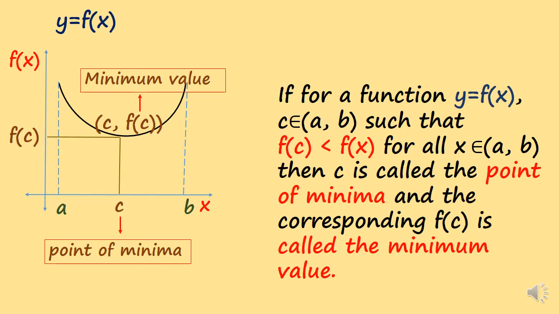That is, for a function y = f(x), c belongs to the open interval (a, b) such that f(c) is less than f(x) for all x belonging to (a, b). Again, this means for all other values of x, f(c) is less than f(x). Then c is called the point of minima and the corresponding f(c) is called the minimum value. Again, you can pause the video and just think about the definition.